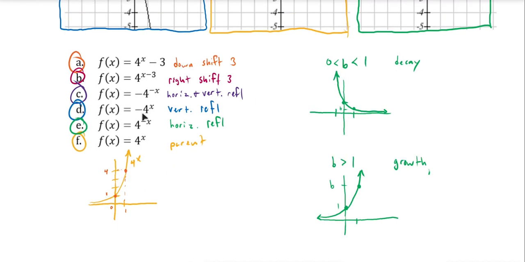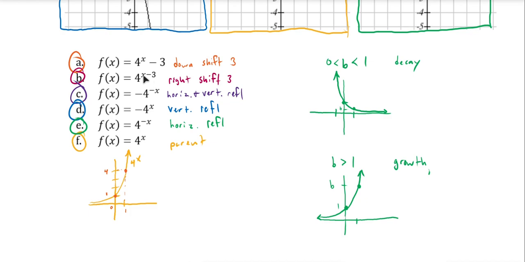For this one, the negative sign is multiplied on the outside, and so this will be a vertical reflection, or reflection over the x-axis. For C, we have both. So we want to reflect once and then reflect again. This one is subtracting by 3, not multiplying by a negative, but adding a negative or subtracting. And that is going to be a right shift by 3.